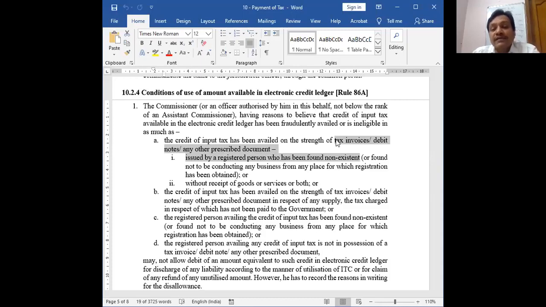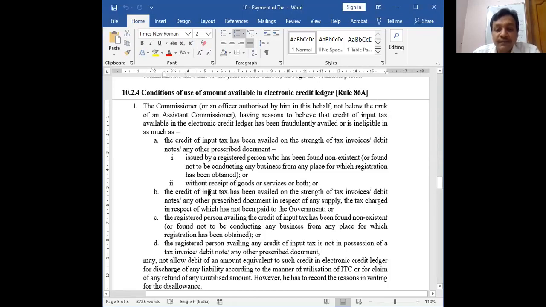When I purchase a laptop, in my example, suppose I have purchased the laptop from Mr. Y, and Mr. Y is, for example, a registered person, but he was not found by the department. These are treated as fraudulent means. Or I have taken this ITC without receipt of goods or services, or both. These are taken as fraud means.